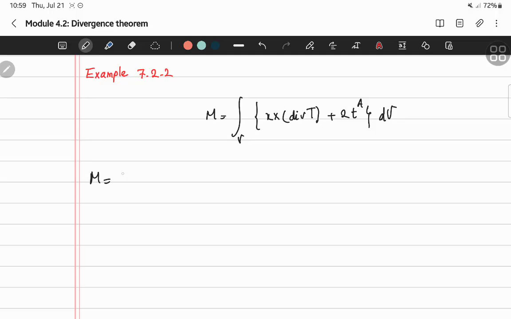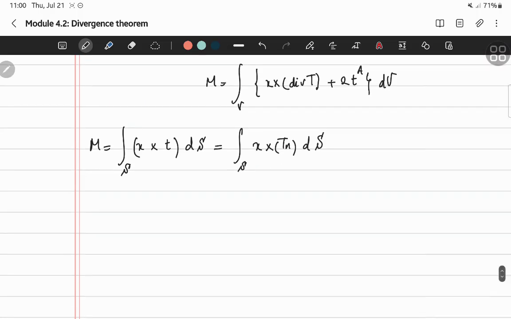So we know that the moment is basically the vector, so it's the arm vector x cross t here, dS over S, and here again we neglect the body forces, so we only have the tractions or the force vectors, and we are going to integrate this over the surface domain. So then we have the integral of x cross t_n dS, because we already replaced t with t_n, over S.